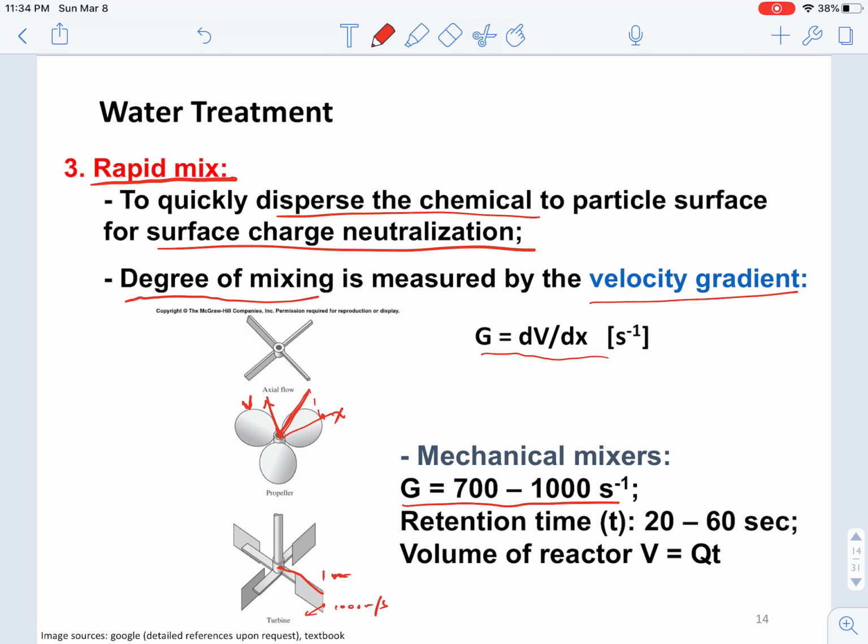This is a very high speed that's taking place in the water, and because at the center the water velocity is 0, there's a very rapid mixing taking place in the water. For these mixing processes, we also define a parameter called the retention time. Sometimes people also call that detention time. Basically, this is the time that the water spends in this reactor, in this mixer.